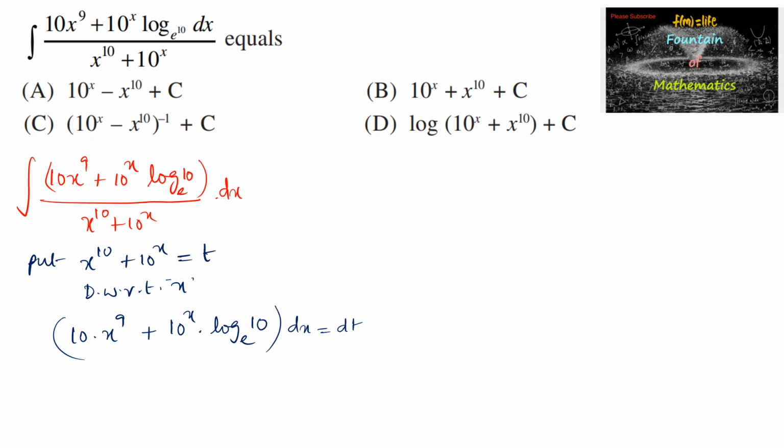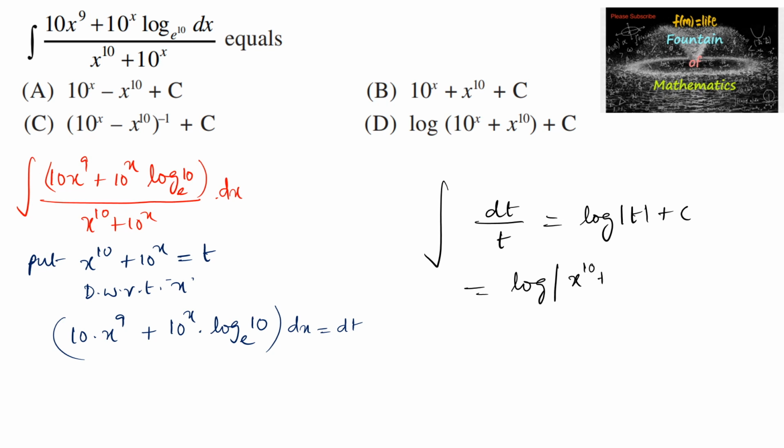So we got the numerator (10x⁹ + 10ˣ log 10) dx equal to dt. So our integral can be written as dt/t, which is equal to log t plus c. So we can write log of t, which is nothing but x¹⁰ + 10ˣ, plus c. So log of 10ˣ + x¹⁰, which is option D. So option D is the answer.